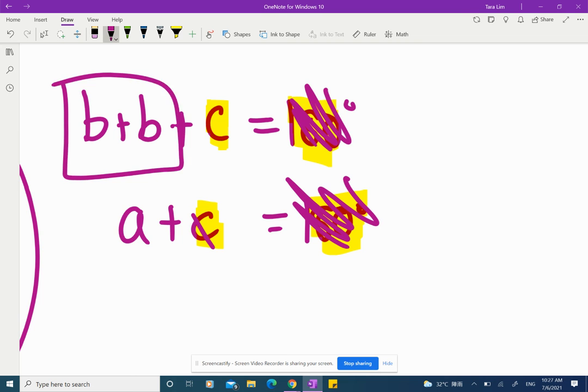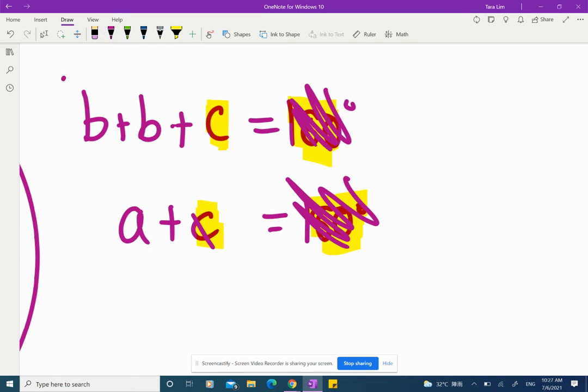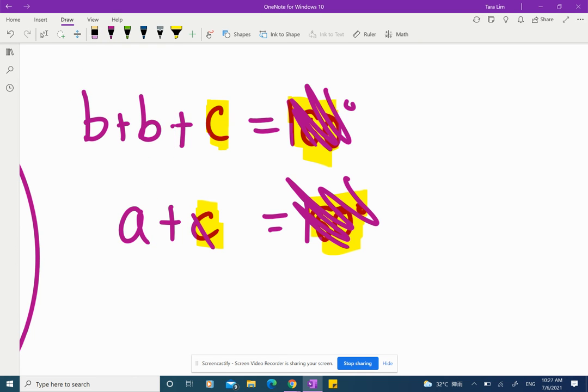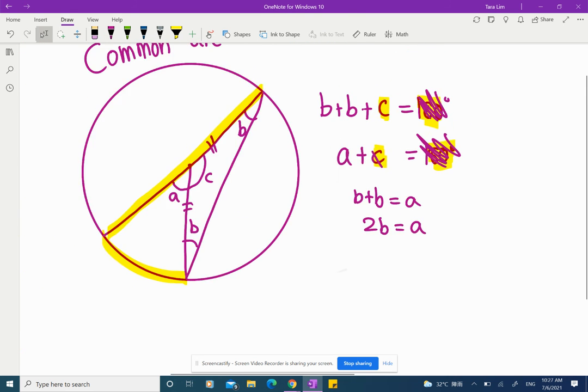B plus B plus C is 180, right? And then we have A plus C. So that means that B plus B and A are the same, since both of them add up with C to 180. So B plus B is equal to A, or you can write it out as 2B is equal to A. Now this is the common arc concept.